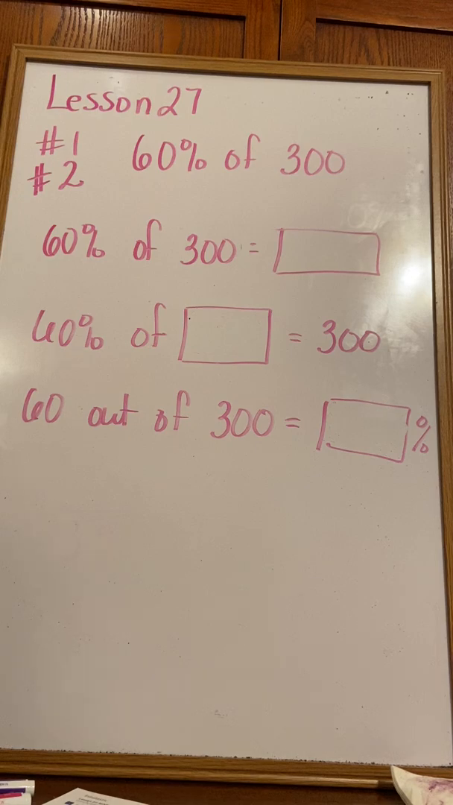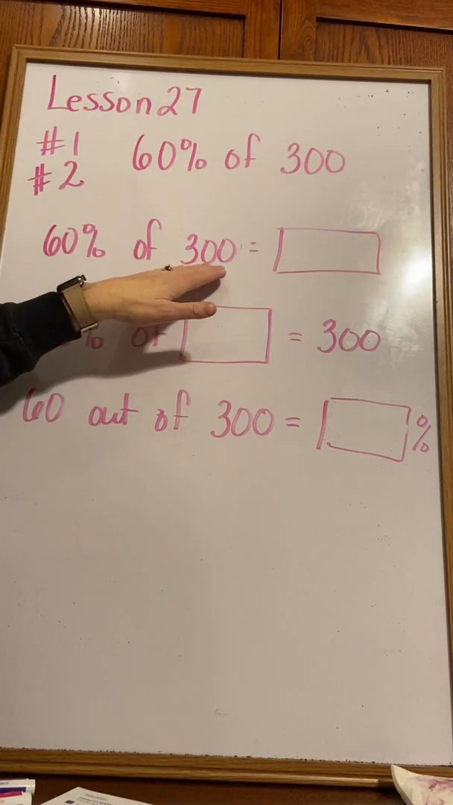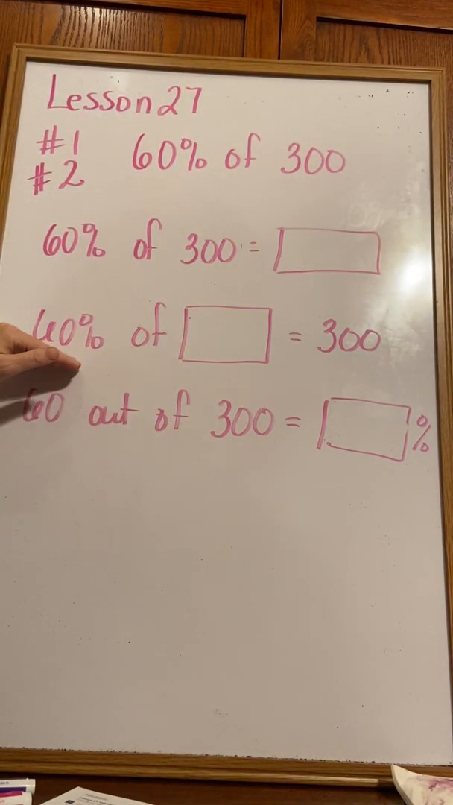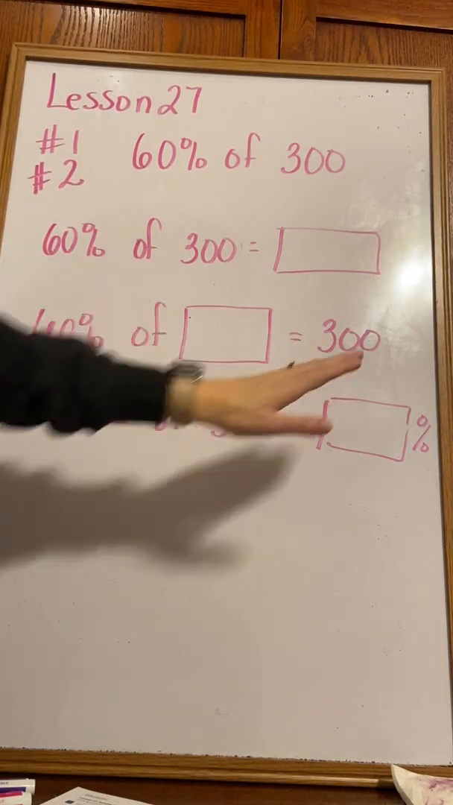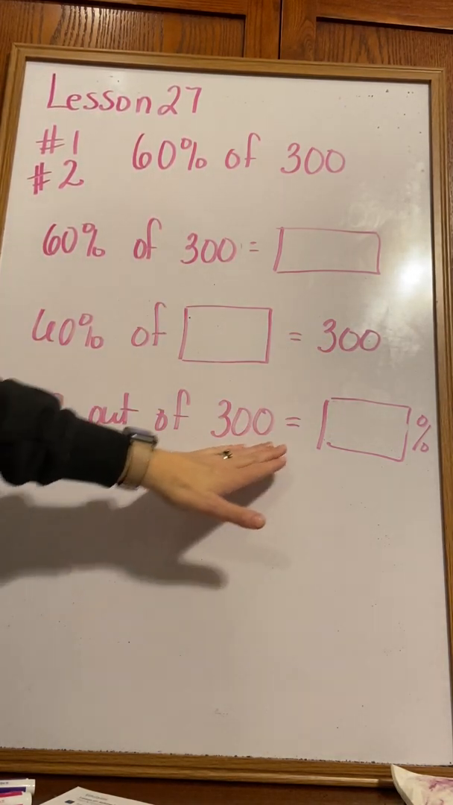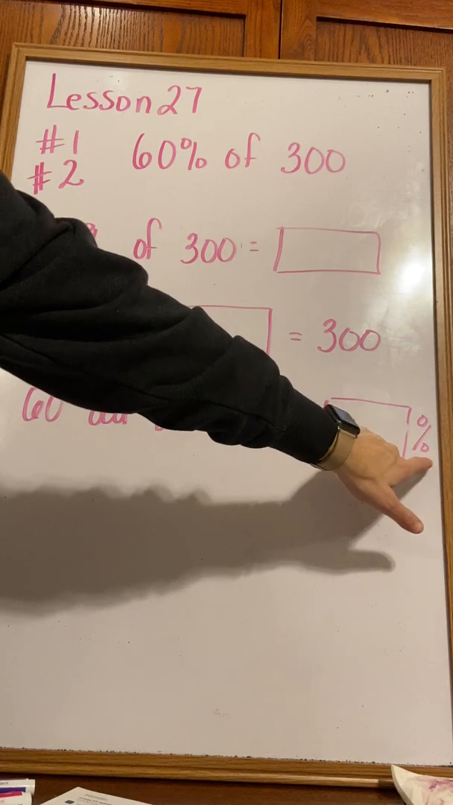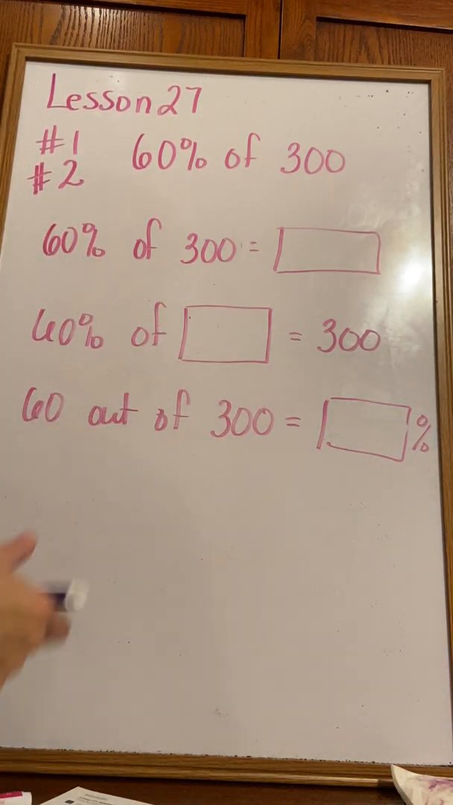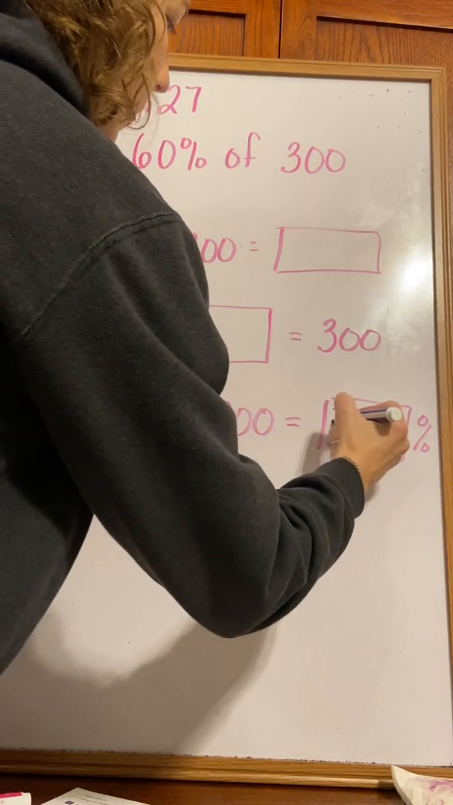All right, so look at it. We got 60% of 300 equals what? 60% of what equals 300? 60 out of 300 equals what? And percent, look right there. Okay, that says percent. So this is going to be the percent.